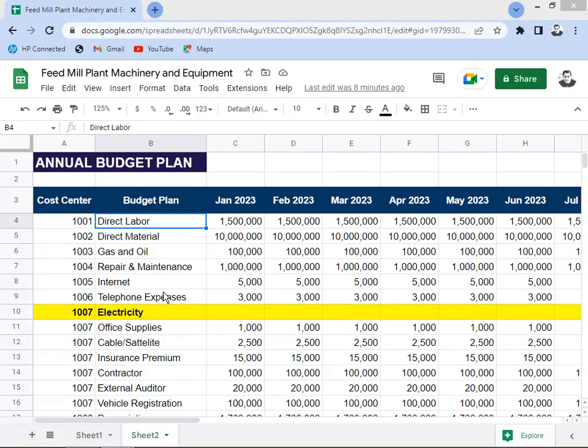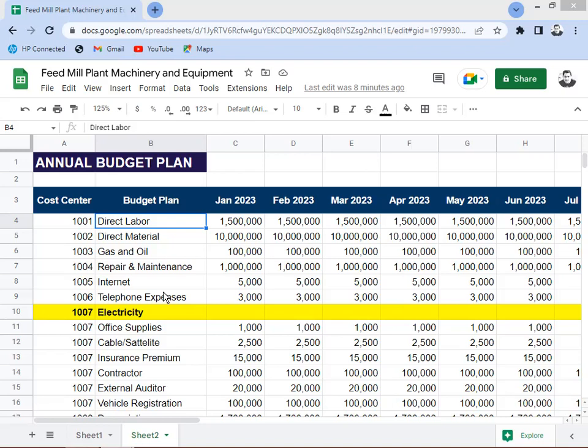Hey everyone, Bob here. Today, I'm going to explain how we're going to calculate the electricity consumption, which we're going to include in the annual budget plan for your manufacturing plant.